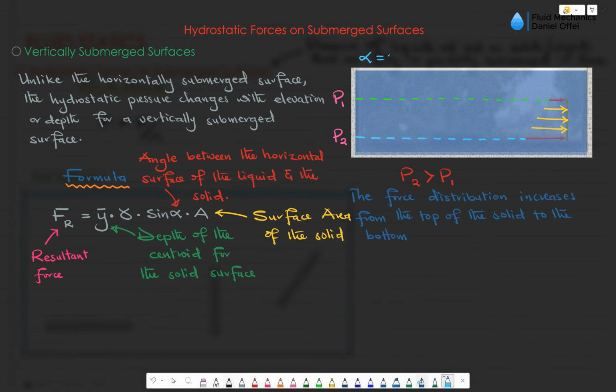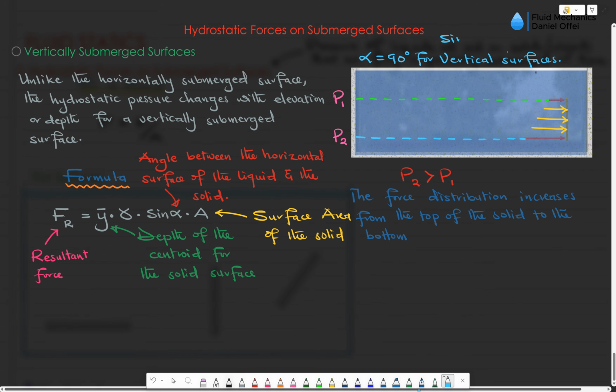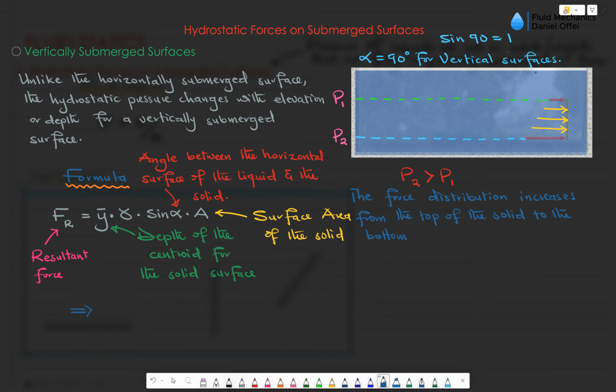So alpha in the equation is just the angle between the horizontal surface of the liquid and the solid. Now for a solid that is vertically oriented, it means that the angle that it makes with the liquid surface is 90 degrees. So it changes our formula so that we can have Fr, or the resultant force, equals y bar times the specific weight times the surface area of the solid.